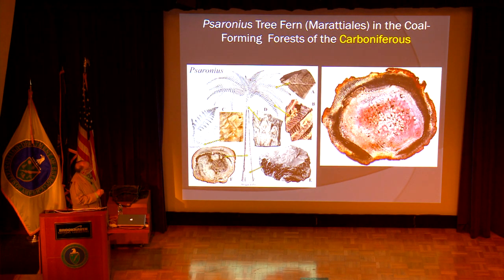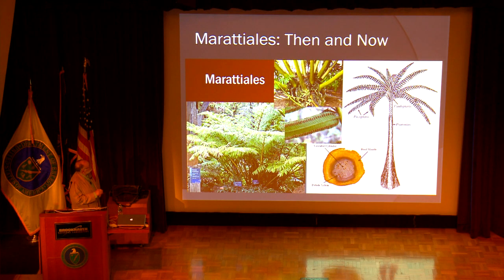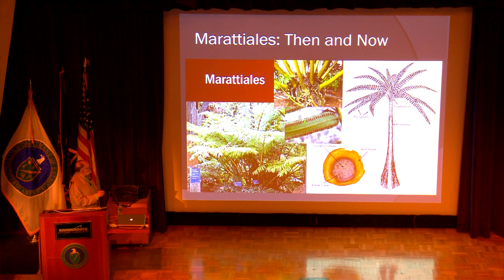Here's a Psaronius in the Marattiales. You remember that group with the synangia? In the coal-forming forests of the Carboniferous. This is what they look like. Here's the Marattiales today, and then here's Psaronius, tree trunk, and here's Marattia, or could be something else. This looks like Angiopteris.